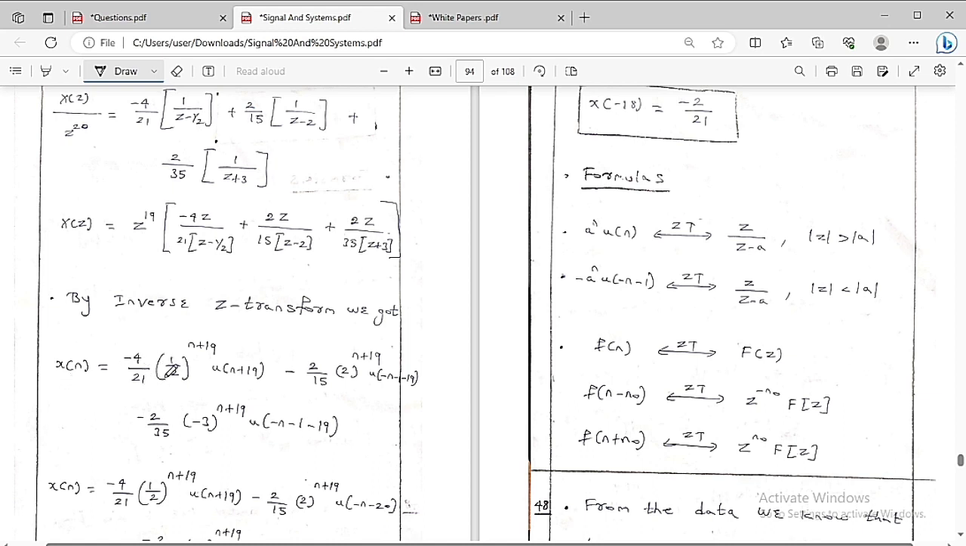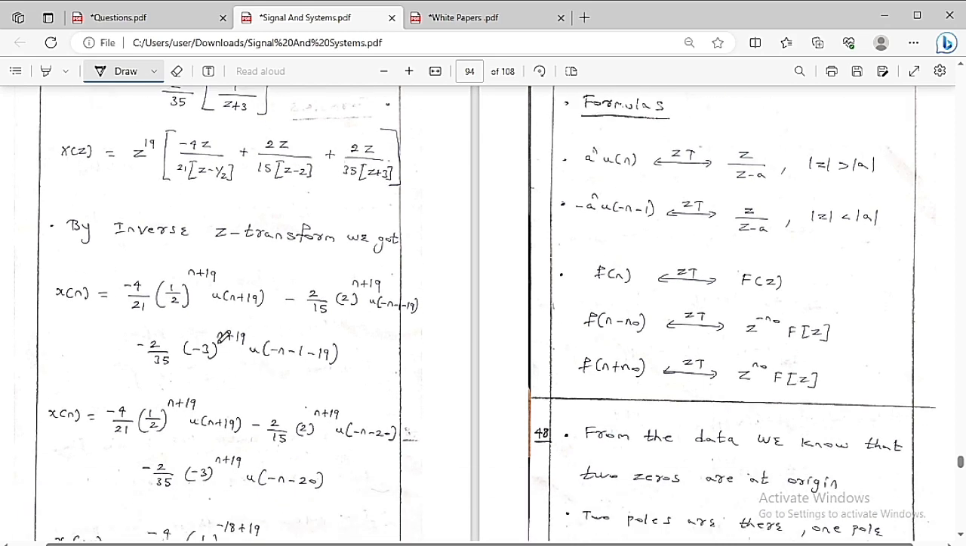Which is minus 4 by 21 into (1 by 2) whole to the power of n plus 19 into u(n plus 19), minus 2 by 15 into 2 to the power of n plus 19 into u(minus n minus 1 minus 19), minus 2 by 35 into (minus 3) whole to the power of n plus 9 into 19 into u(minus n minus 1 minus 19). So this is the expression that we are going to get.